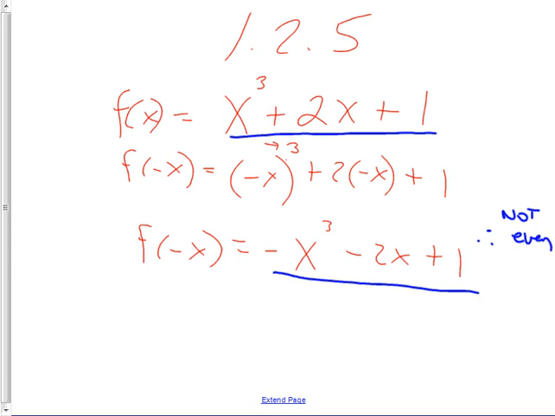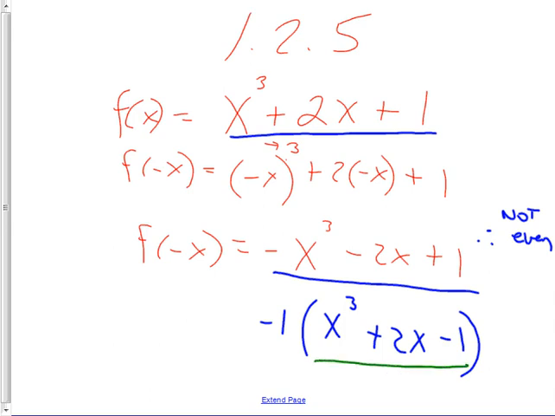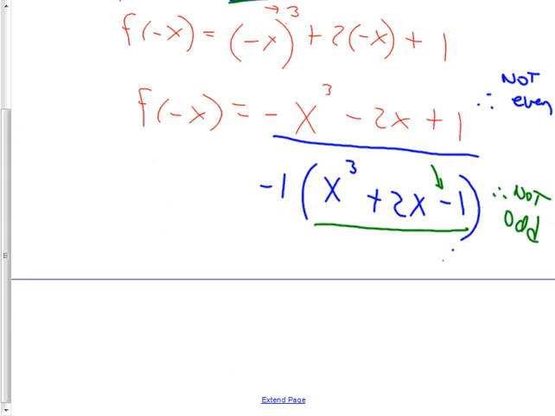Now, what do we do? Factor out a negative 1. Negative 1 comes out of this, and we get x cubed, plus 2x, and then the negative comes out of that, minus 1. Ooh, so close. But since this is not the same as this, it's close, but that last symbol is different. It's not odd.